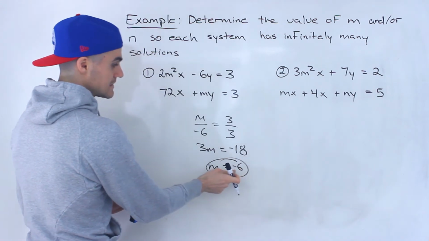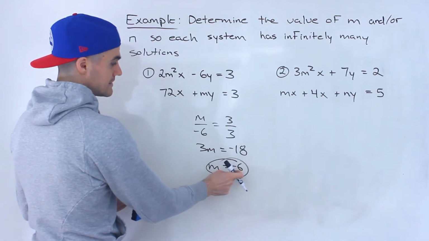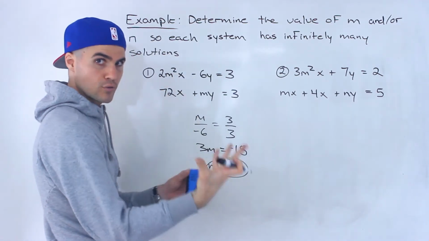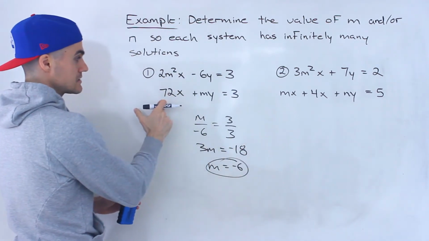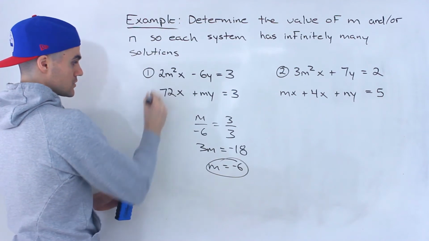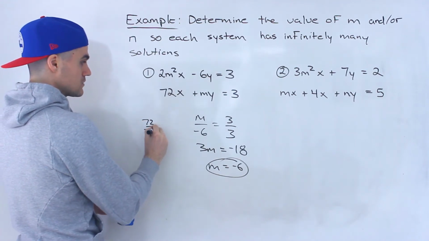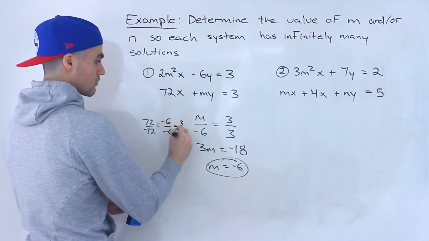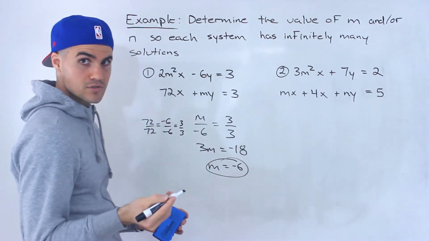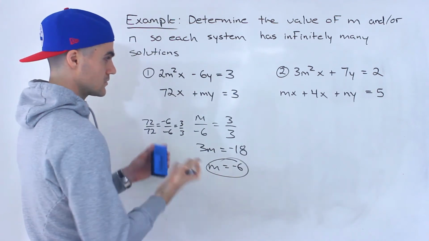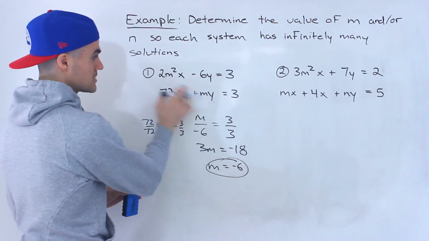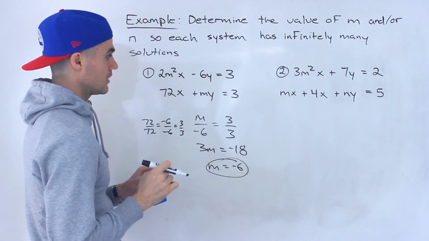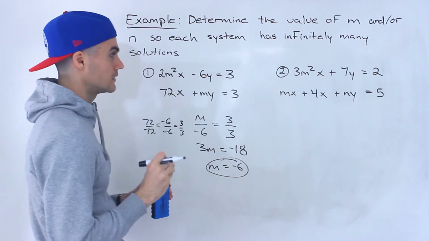And then notice you could take this and check it. If I plug -6 in here, -6 to the power of 2 is 36, times 2 is 72. So we'll have 72 over 72 equals -6 over -6, which is equal to 3 over 3. So all the ratios check out. This one was actually really simple. Multiple m values can sometimes throw you off, but a lot of times it's more simple than it looks.